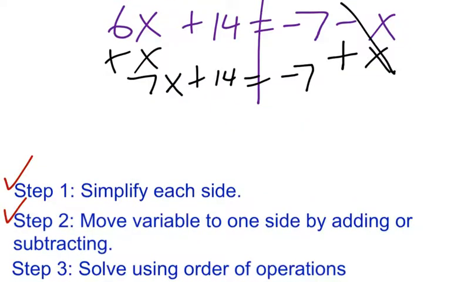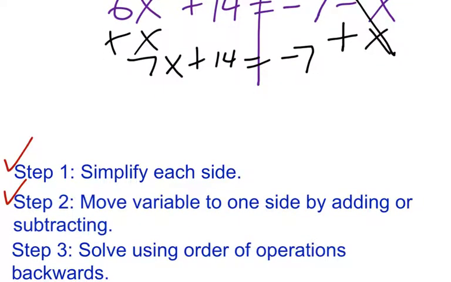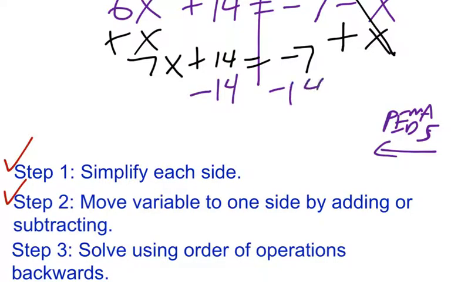And step 3 says to solve using order of operations backwards. So in other words, I'm doing PEMDAS. I write m over d, a over s, but I'm going in reverse. So that means I do add and subtract first. So I'm adding the 14, the inverse is subtracting 14. So I do that to both sides, and I get 7x equals negative 21.